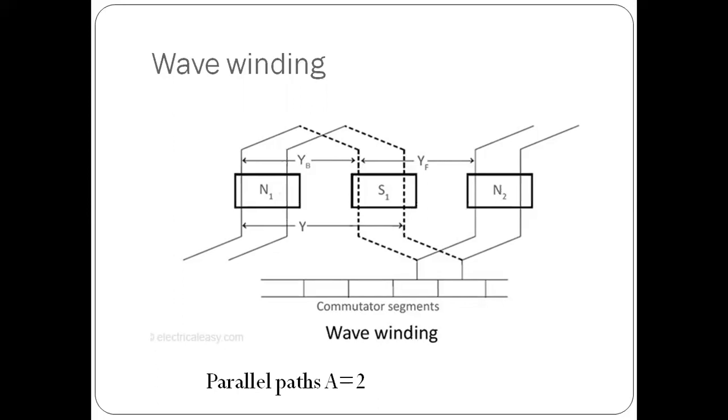So wave winding is one where the winding always travels ahead. It travels like a progressive wave, and the number of conductors is divided into parallel paths. The parallel paths in this wave winding are always two. The number of conductors is less. Two means less in nature. Parallel paths are less, conductors are less. So the current carrying capacity of this winding is less.